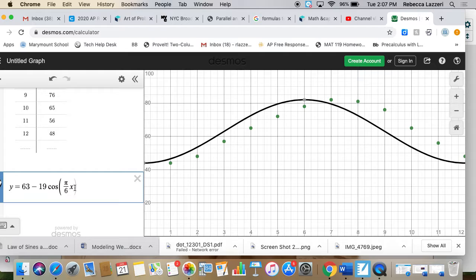But now I need what to add or subtract. And this is where people are just punching in things and moving things left and right. And that's not okay, okay?